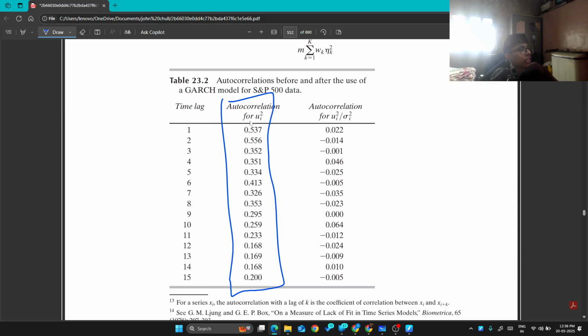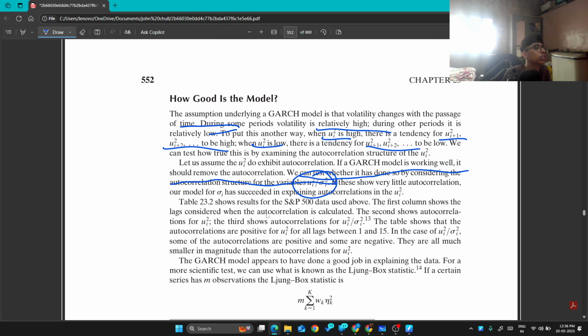You can see the stock price has autocorrelation, and the autocorrelation between these is very low. Okay, so that's what they are saying. The first column shows the lag considered with the autocorrelation calculation. The second shows the autocorrelation for ui. The third shows the ui square autocorrelation. And the GARCH model appears to have done a good job estimating the data.